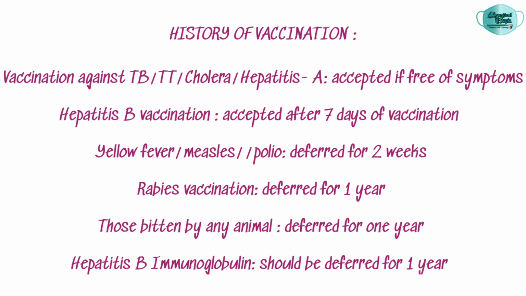Donors with hepatitis B vaccinations are accepted after 7 days of vaccination, and donors with vaccination of yellow fever, measles and polio are deferred for 2 weeks. Donors with rabies vaccinations are deferred for 1 year, and those bitten by any animals are deferred for 1 year, and donors with hepatitis B immunoglobulin should be deferred for 1 year.